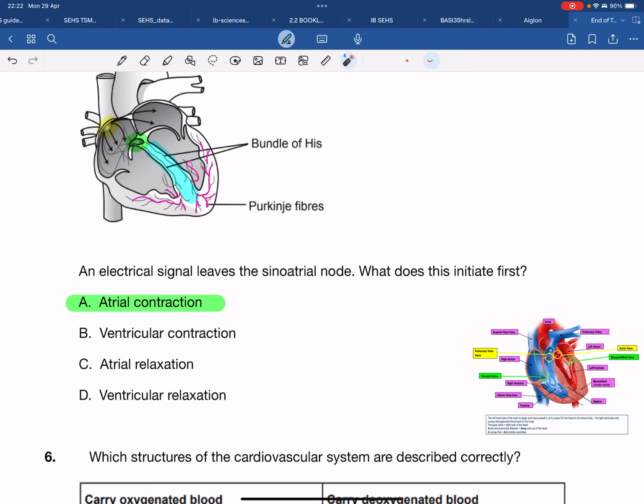Well, let's do process of elimination. It's nothing to do with the ventricles because it's nowhere near them. The ventricles are down here. The atria are up here. So nothing to do with this one. It could be this one, it could be this one. Ventricular contraction we're also going to get rid of. Atrial relaxation, an electrical impulse doesn't relax anything. An electrical signal causes an increase in pressure and therefore contraction. So even if you weren't 100% sure, electricity gives us contraction.